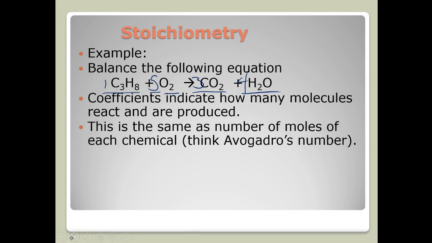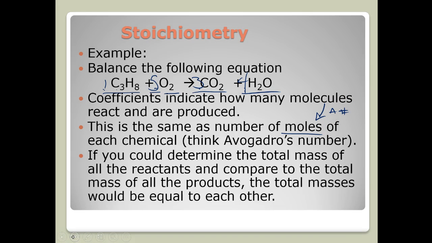They also tell you the number of moles of each chemical. So if I was talking about 1 molecule and 5 molecules and 3 molecules and 4 molecules, if I was talking in terms of a large scale, something that I could count, it would be 1 mole and 5 moles and 3 moles and 4 moles. Because everything multiplies to go from molecules to moles, all you need is Avogadro's number to make that change. So if you could determine the total mass of all the reactants and compare it to the total mass of all the products, the total masses will be equal to each other because you cannot create or destroy atoms.